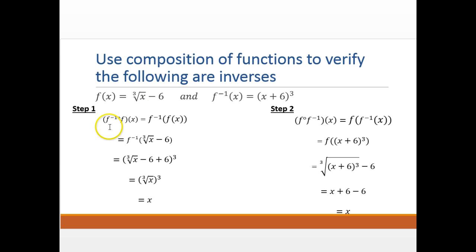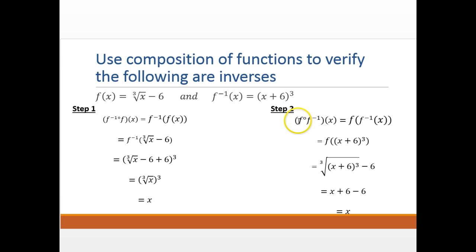So let's start with f inverse of f. This is f inverse. I'm going to put the f of x in the middle. I'm going to replace the f of x with the cube root of x minus 6. So f inverse of the cube root of x minus 6 simply becomes the cube root of x minus 6, plus 6, cubed. The minus 6 plus 6 cancel. We get the cube root of x cubed, which is just x.